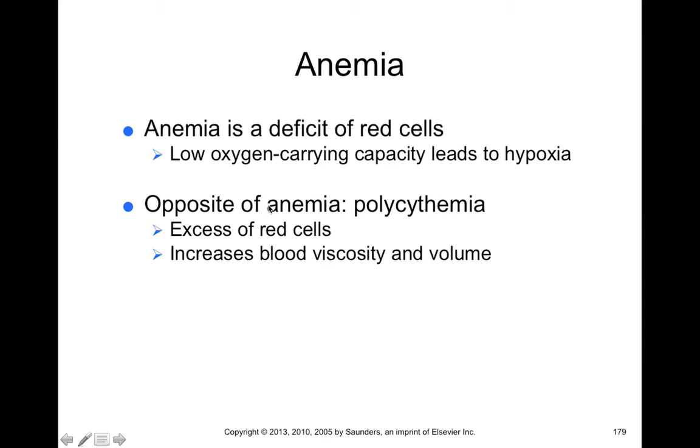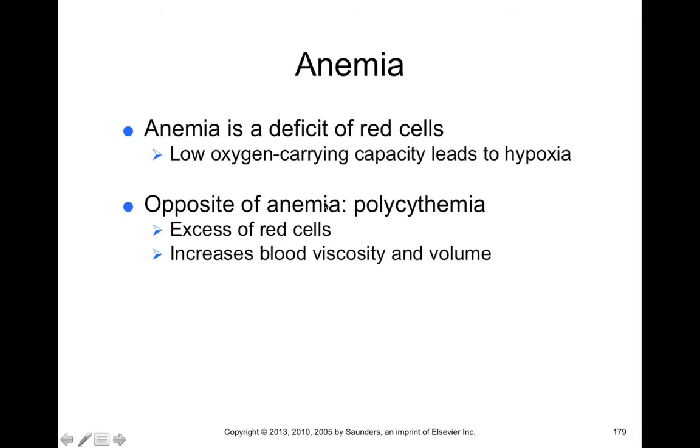Now, what we'll move on to next is the conditions of altered oxygen transport, which is really what this chapter is all about. So the first portion was just a review of A&P. And we're going to first talk about this concept of anemia. So anemia can come about from a deficit of red blood cells, which causes a low oxygen carrying capacity. So if in your body you can't carry a significant amount of oxygen, this could lead to tissue hypoxia, or low O2 levels in tissues of your body.